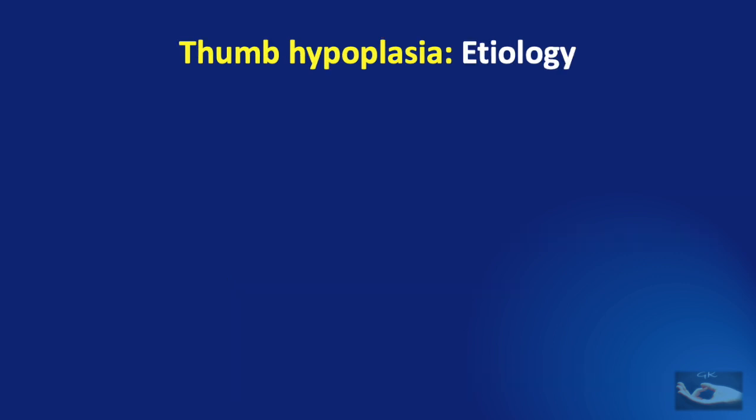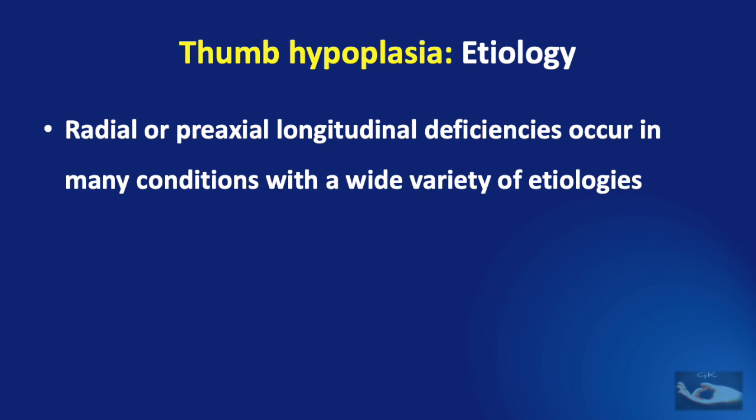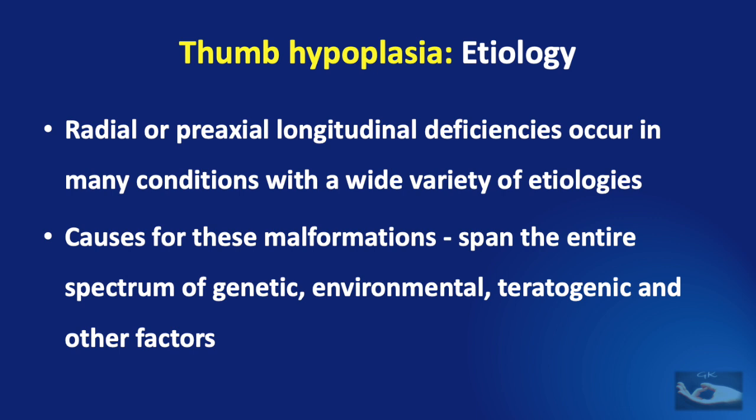Congenital thumb hypoplasia is usually associated with radial or preaxial longitudinal deficiencies, which occur in many conditions with a wide variety of etiologies. You can click on the link above to see more about radial longitudinal deficiencies. So the causes of these malformations can be quite varied. They span the entire spectrum of genetic, environmental, teratogenic and other factors.